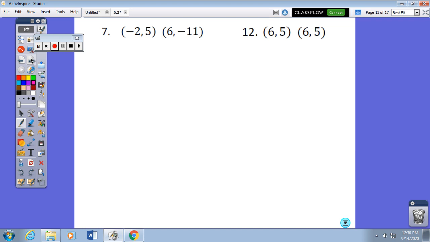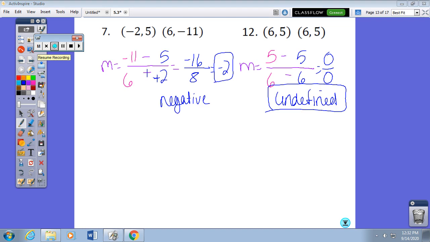Okay, let's try some more of these. Here's 7 and 12. What I would like you to do is go ahead and do this page. Actually, let's go ahead and we'll do 7 and 12. So pause, try, and then play. Okay, there's 7 and 12. 7 simplified to -2, which would make it a negative slope. 12, 0 divided by 0. You cannot have 0 on the bottom, which makes it undefined.